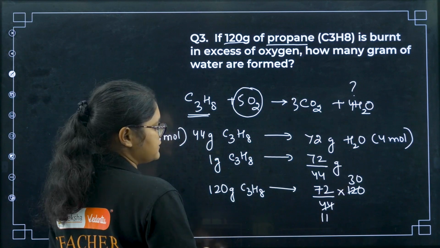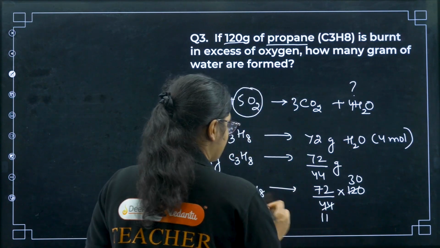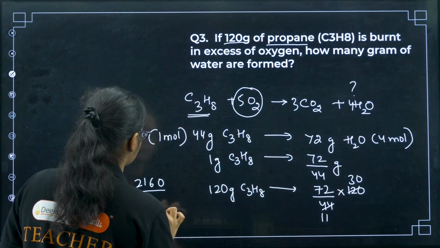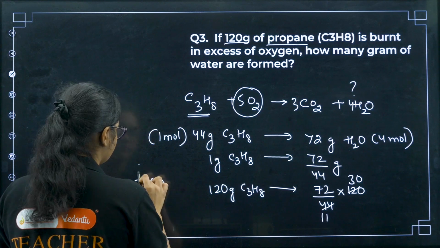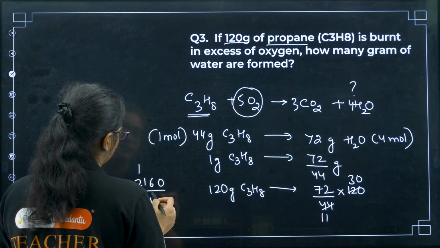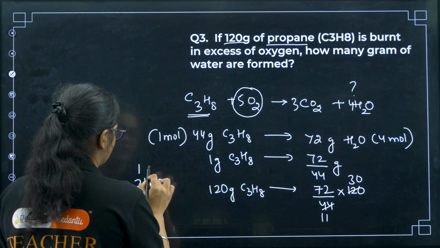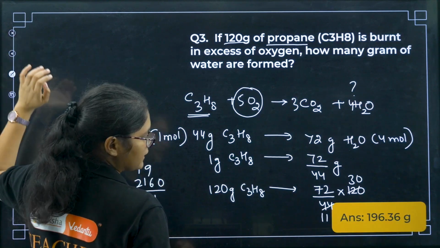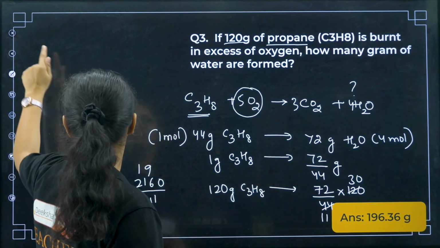Now if I solve this, 72 into 30 into 11, it will be like 3 2s are 6, 3 7s are 21, 2160 by 11. So I can divide it by 11: 1 11 is 11, then I get 10 back, 106. Then 11 9s I'll take, 99. So the answer I'll be getting here is around 196.36 gram. That calculation you have to do.